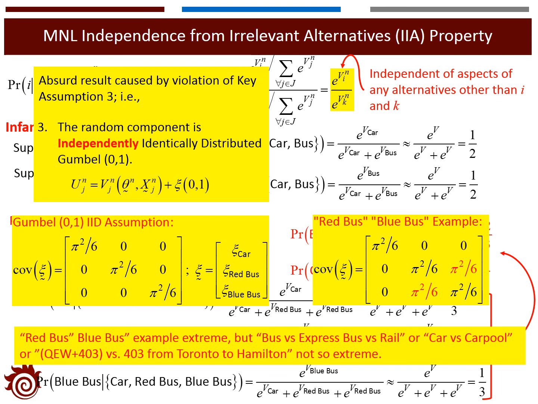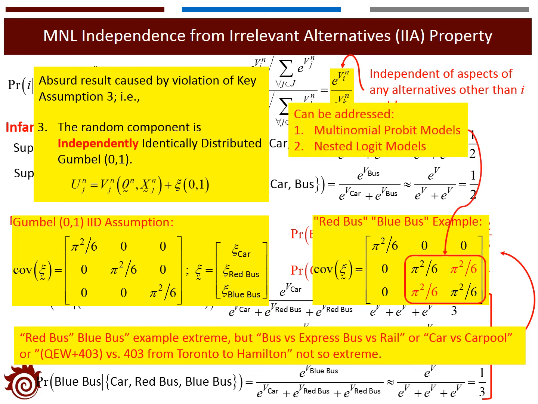Of course, red bus and blue bus is an extreme case, but bus versus express bus versus rail, or bus versus carpool, or the QEW plus 403 versus 403 from Toronto to Hamilton are some general cases. The MNL model cannot deal with these scenarios, so we will look at some other models, such as the multinomial probit model and the nested logit model. We will cover these two models in the rest of this class.